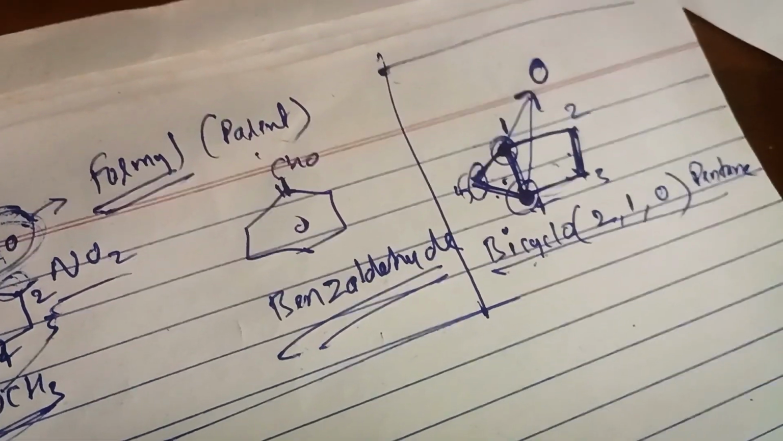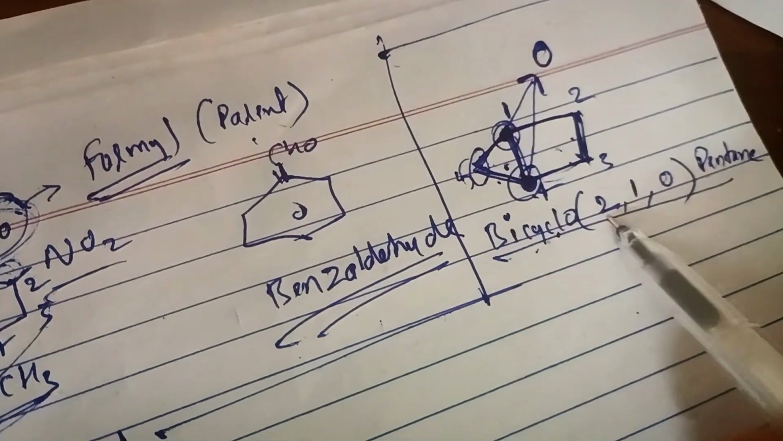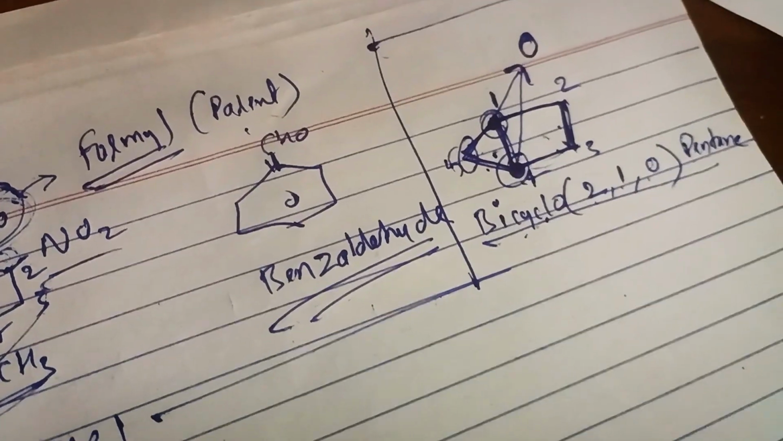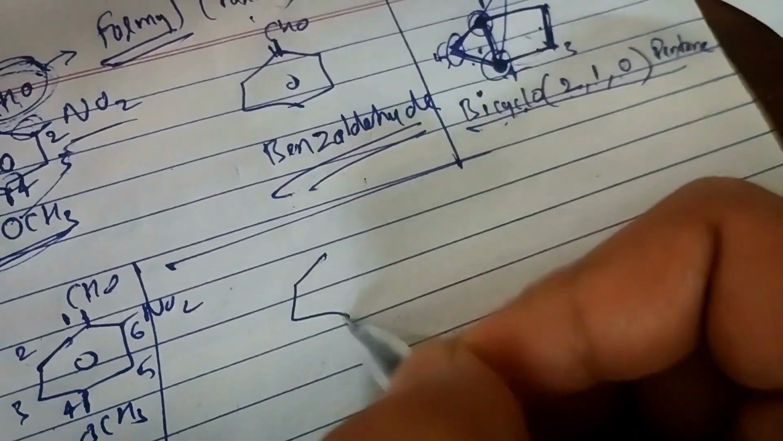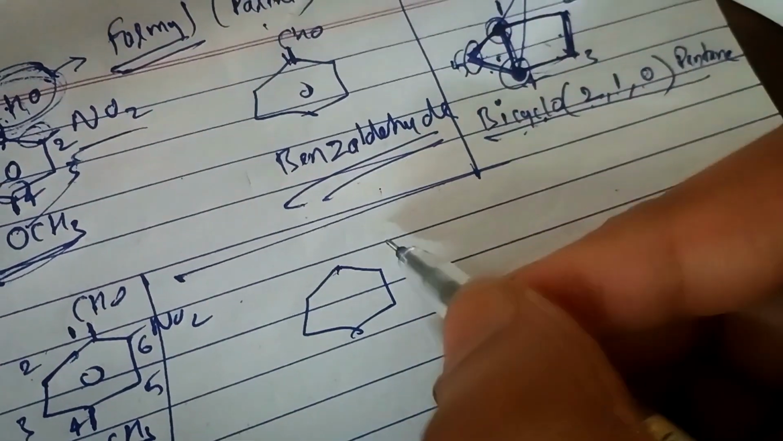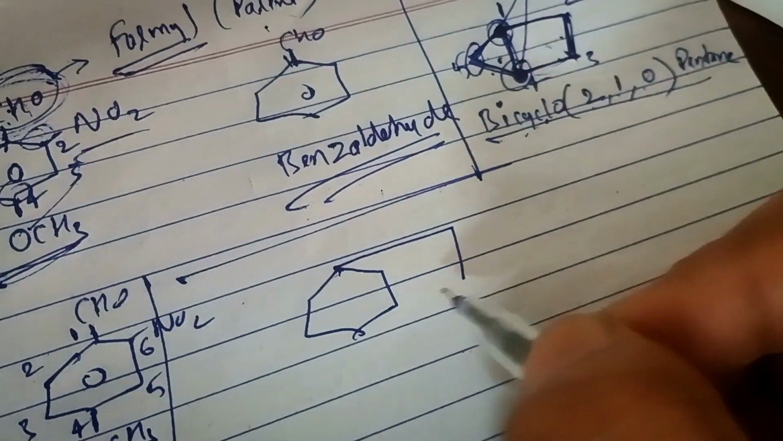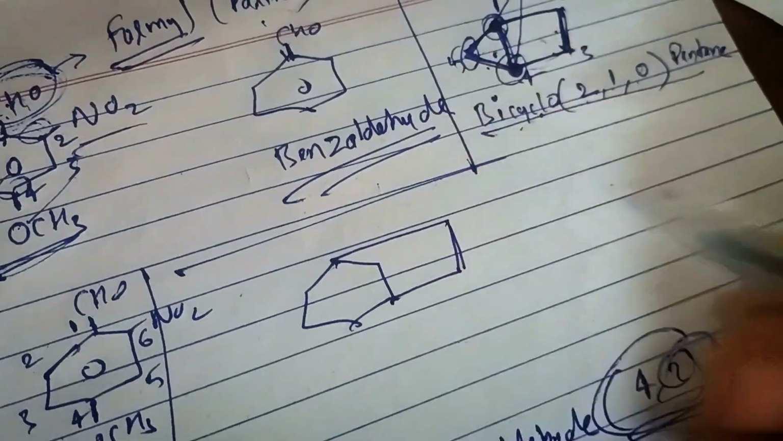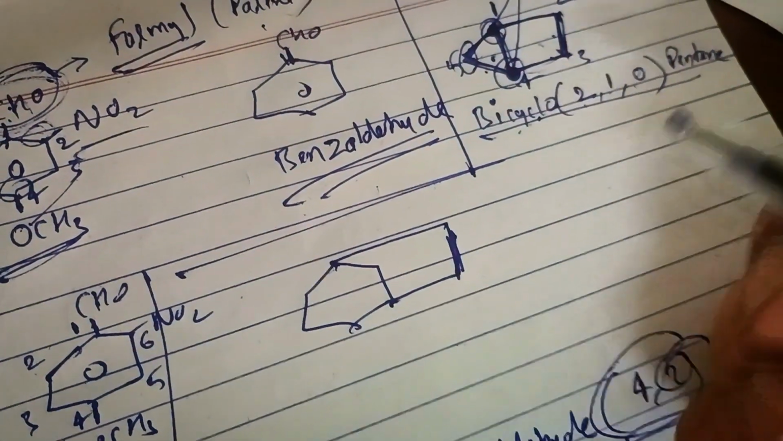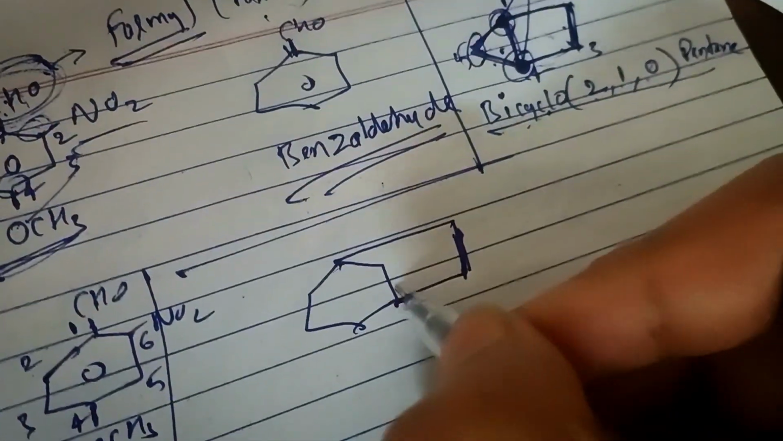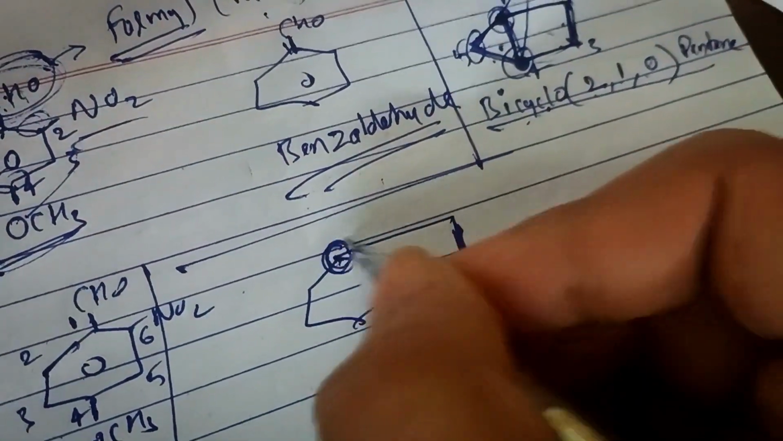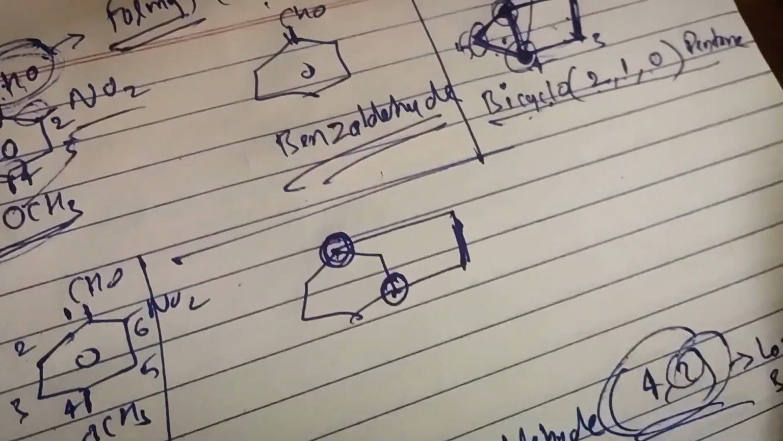This is the IUPAC nomenclature, bicyclo 2.1.0 pentane. Also we have to discuss some of the other problems, since this is a fixed question in every exam. Let's consider this. Now we have to first identify the fused carbons. This is the fused carbon and this is the fused carbon, or bridged carbon.